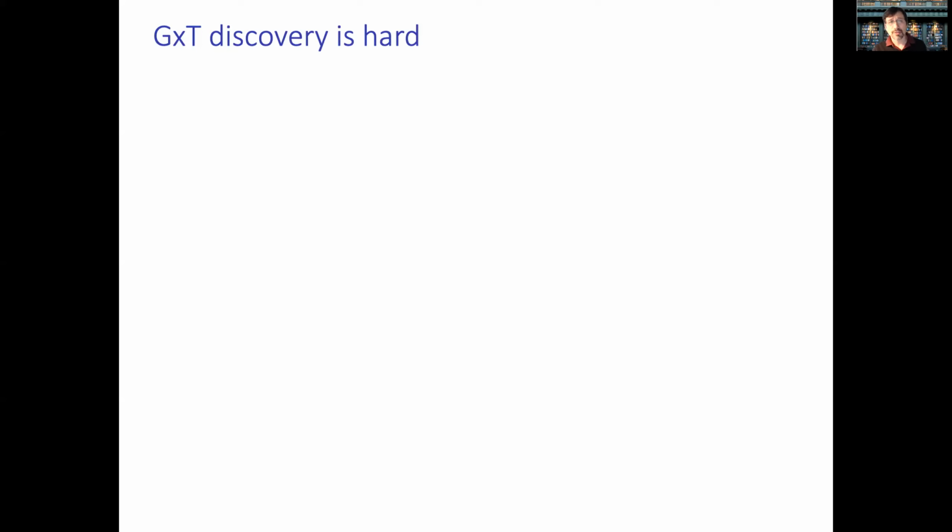So the first thing to point out is that G by T discovery is hard. It's extremely hard to do in humans. That's why you don't see many GWASs of gene by treatment effects. And I would argue that it's hard to do in outbreds more generally.